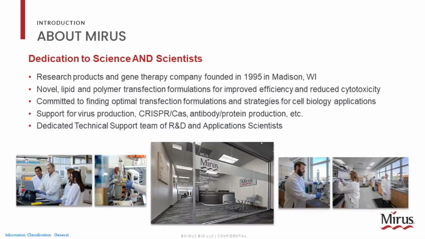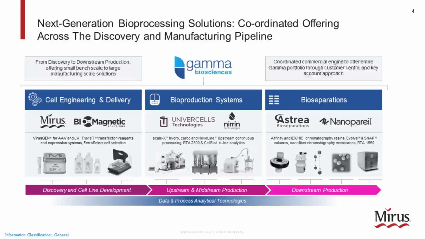A little about Mirus. Based in Madison with a worldwide presence and founded in 1995, Mirus employs a team of biologists and chemists to formulate novel and optimal formulations for transfection, specific to cell types and applications. Mirus has joined under the Gamma Biosciences umbrella and joins companies such as Astreo Bioseparations, Univercells Technologies, NanoParel, Biomagnetic Solutions, and Nirin to enable innovation and provide end-to-end solutions for cell and gene therapies, vaccines, and biologics.